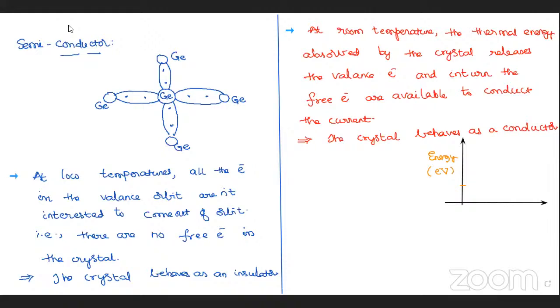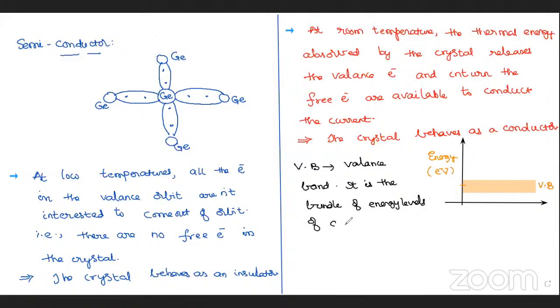So with all those energies packed, if you draw the combination of all lines here, you can find one bunch of energy levels. That bunch of energy levels of valence electrons in the crystal is called the valence band. So here VB is nothing but the valence band, which is the pack or bundle of energy levels of all valence electrons in the crystal.